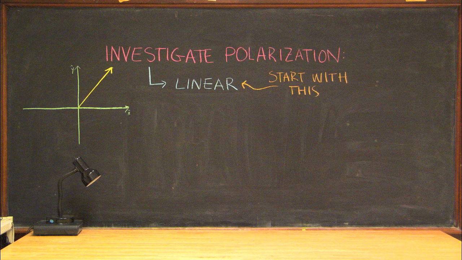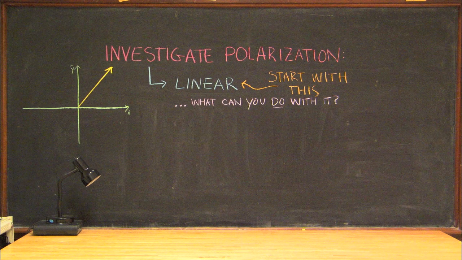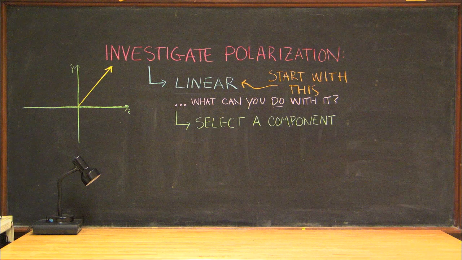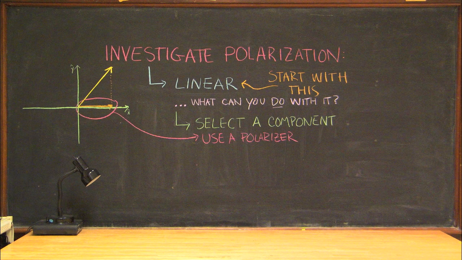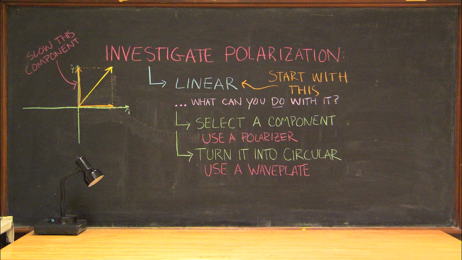So say you have a source of linearly polarized light. What can you do with it? One thing you can do is select a component of the light along some axis. This is what a polarizer does. The light you get out is linearly polarized along the axis of the polarizer.